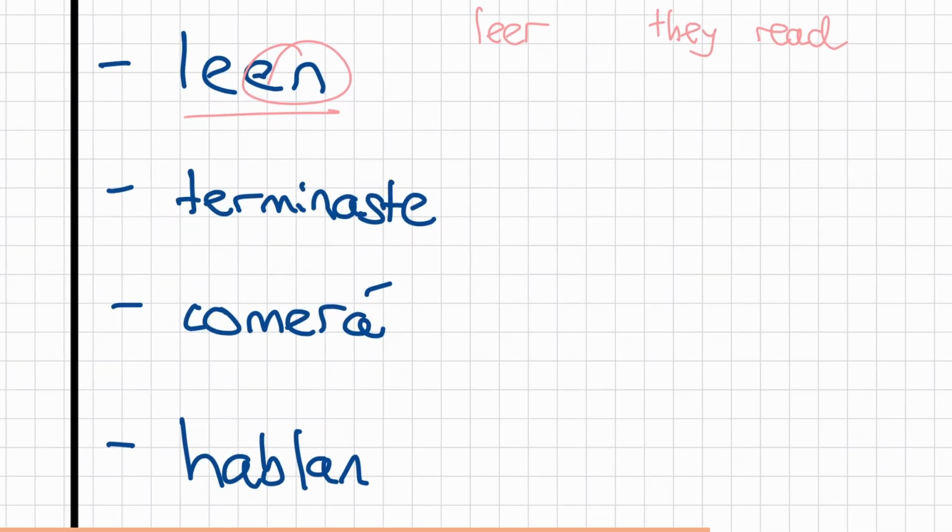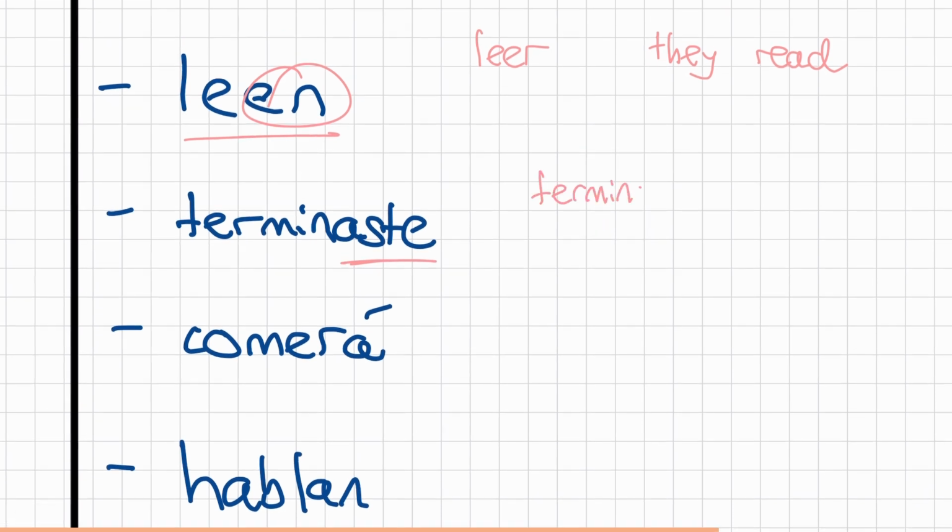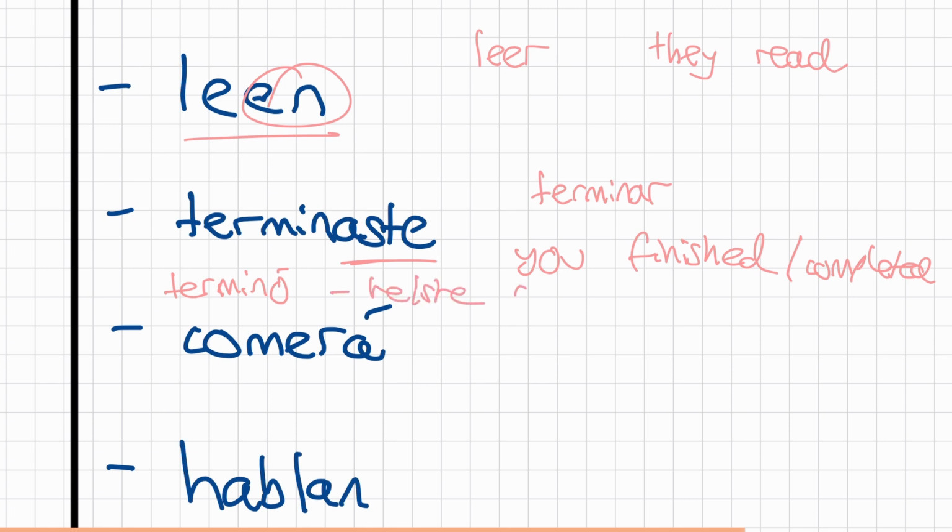Terminaste. What tense is this? Aste immediately tells you it's the preterite tense. So terminar is to finish. So terminaste is the second one, you. So you finished, or you completed, or whatever. Let's say you finished or completed. Yeah. If it was terminó, what would that be with the accent on the O? That would be he or she finished. Yeah, so one word can convey he or she finished. This terminaste, one word, you finished.